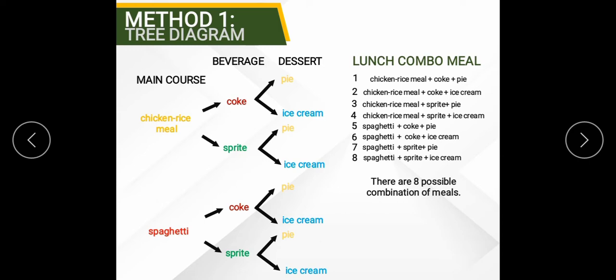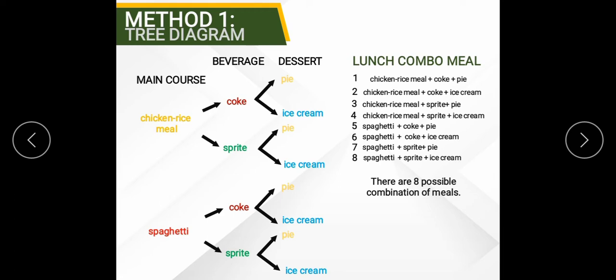And then next main course, spaghetti, Coke, pie. Spaghetti, Coke, ice cream. Spaghetti, Sprite, pie. And the last, spaghetti, Sprite, ice cream. Now, to determine the number of possible outcome, we are going to count the possible combination of meals. We have 8 possible combinations of meal.